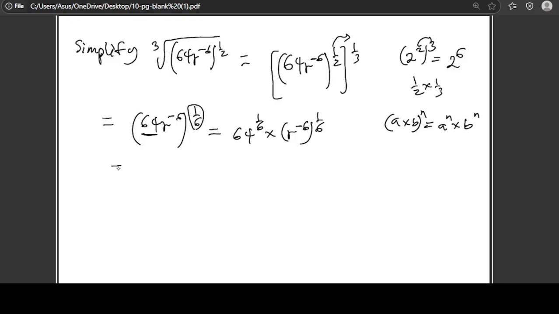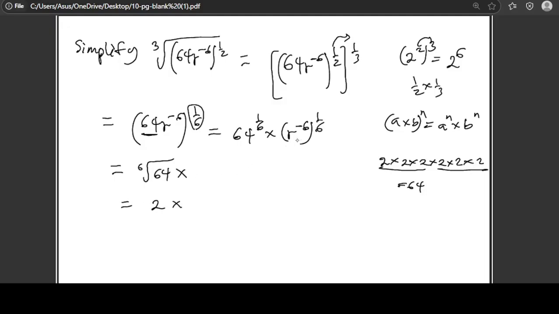But raised to the power 1 over 6 means the 6th root of 64. The 6th root of 64 is the number we multiply by itself 6 times to get 64. And that's 2. 2 times 2 times 2 times 2 times 2 times 2 is 64. So that's 2.